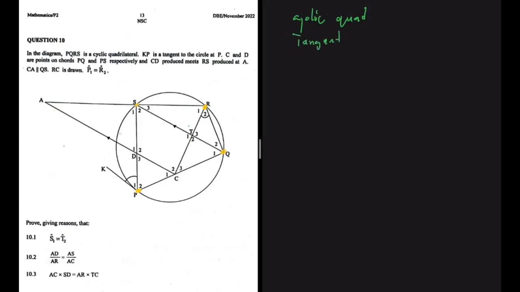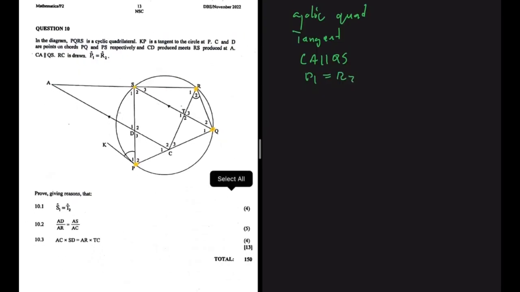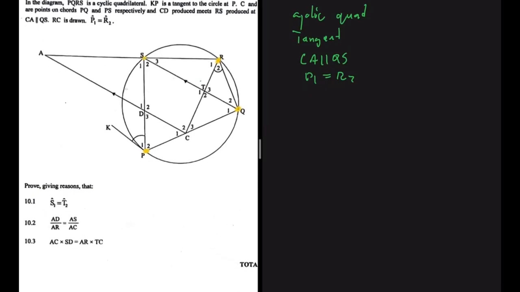And then what else do we have? We are told that CA is parallel to QS, so we have parallel lines. And then P1 is equal to R2, right? So what I've been proposing is that with only these 4 keywords, we should be able to answer all these questions that we have, right? So let's go ahead and give it a try and see what happens.